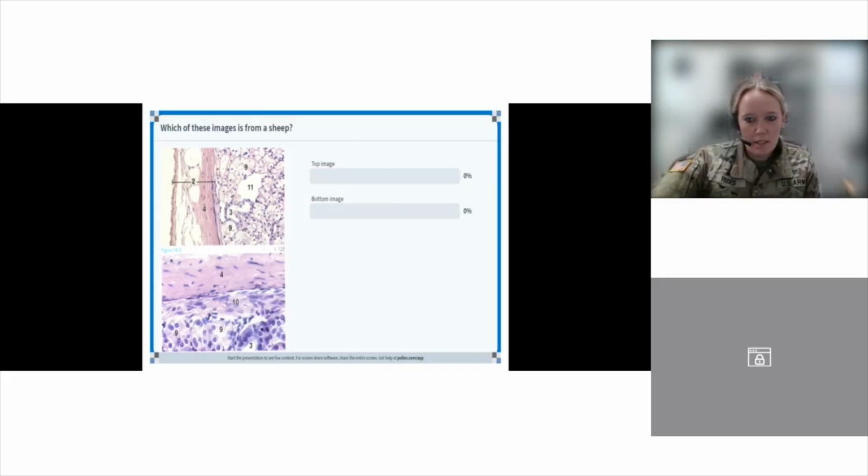Okay, if you are still logged into Poll Everywhere, I've got another question for you. I suppose I can put back up the little login thing if you would like. My question for you is this. I have included two images here.